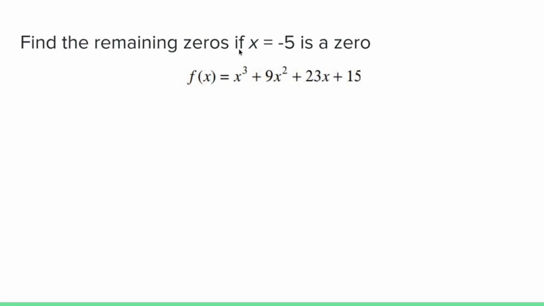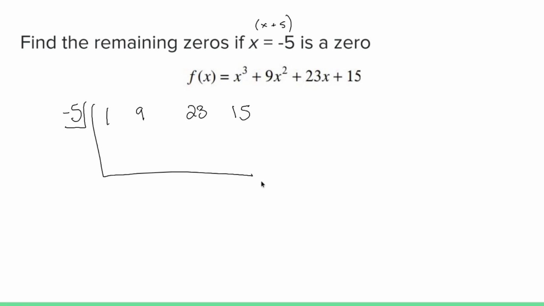Find the remaining zeros if x equals negative 5 is a zero. So I'm giving you right now f of x equals x cubed plus 9x squared plus 23x plus 15. I have to find out the rest after I get rid of negative 5. So let's do synthetic division. We are going to use that root, negative 5, and we're going to drop down the coefficients 1, 9, 23, 15. And this is going to give me the result after I divide out the factor x plus 5, knowing very well that negative 5 is a zero.